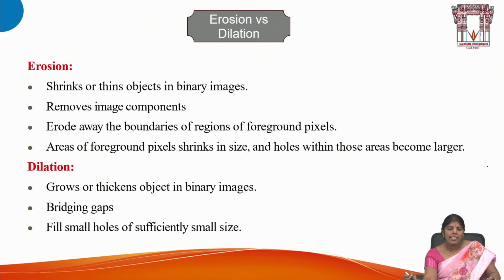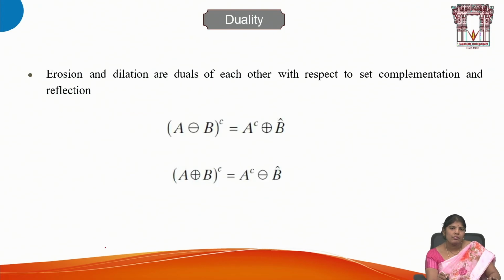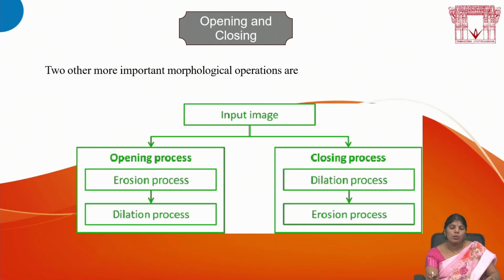So what is erosion versus dilation? Here you can see the main points. Erosion shrinks or thins the object in the binary image, removes image components, and erodes away the boundaries of regions of foreground pixels. Dilation grows or thickens the object in a binary image, bridges the gaps, and fills small holes of sufficiently small size. Also, erosion and dilation are duals of each other. You can apply the erosion and take the complement, or complement A and reflect B and then apply the dilation. These are dual in nature, and both will give the same results.